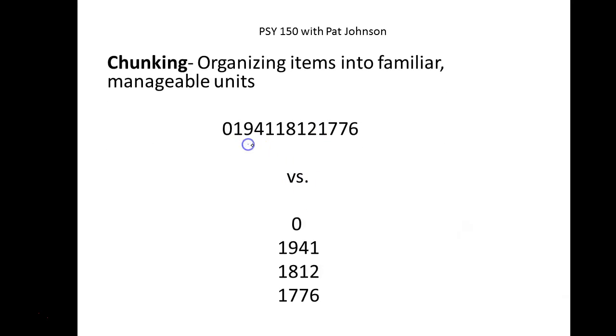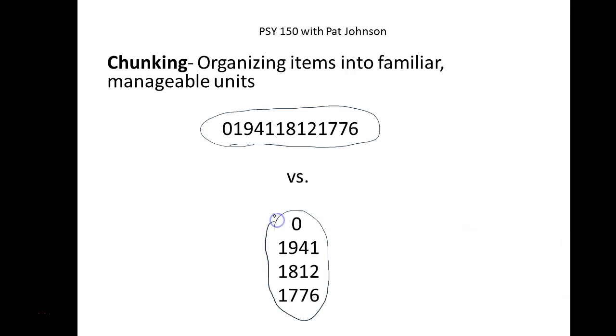Let's take a look at chunking. Let's suppose I read this number off to you. Most of you would not be able to keep that number in your short-term memory because it's just too many pieces of information. However, if I read this off to you, 0194118121776, and you organized it in this way, 0, 1941, 1812, 1776.